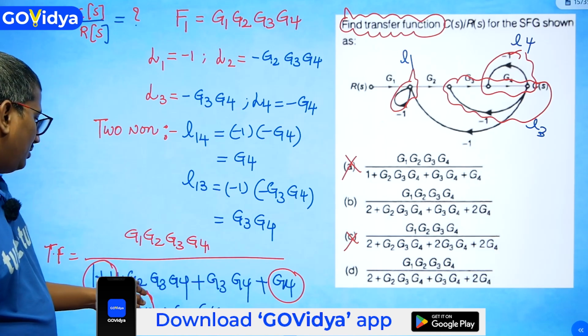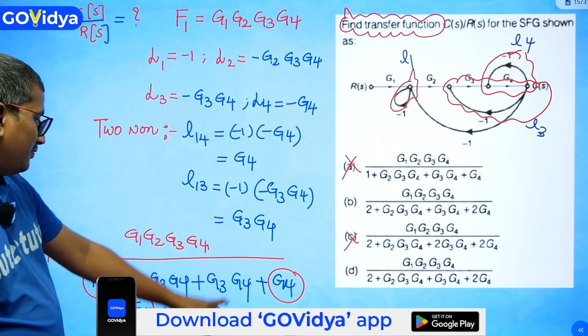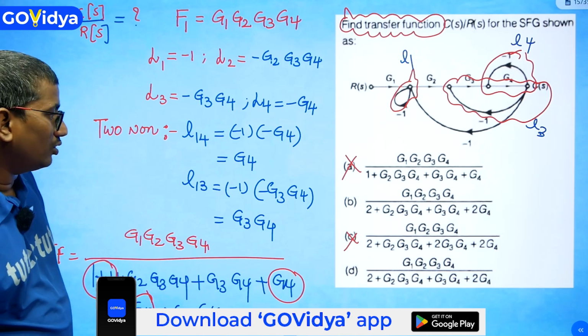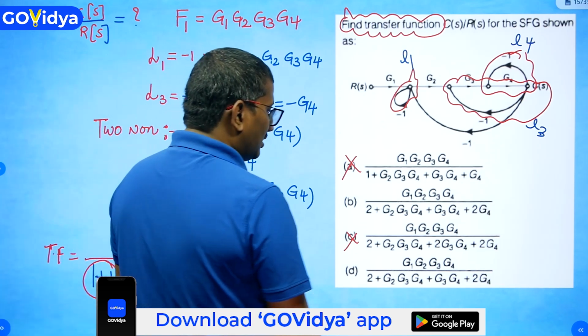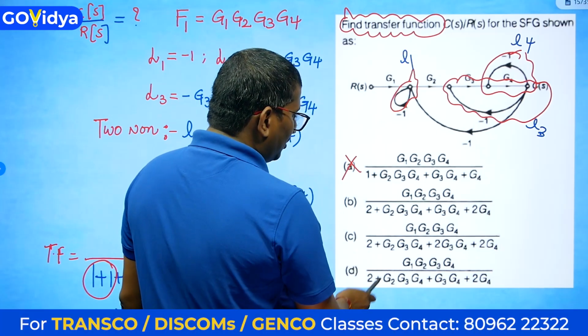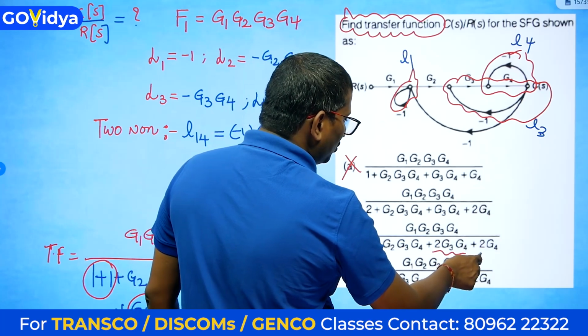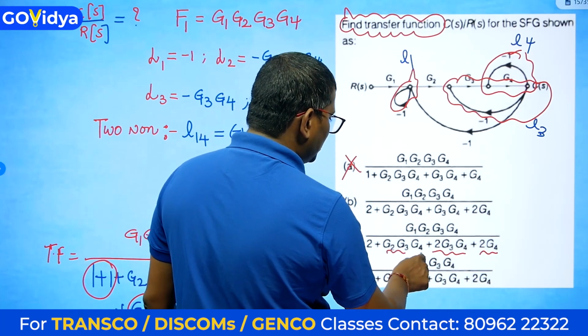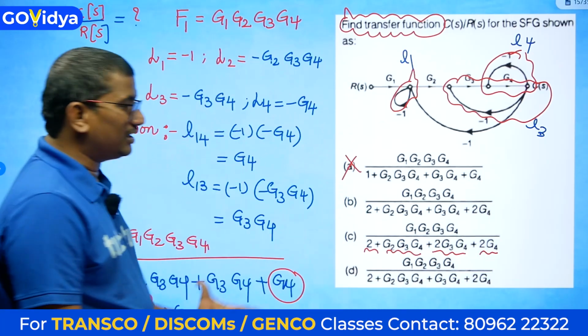So how many are there? 2 G3, G4 is there. 2 G3, G4 is there. Okay, na? If you observe carefully, 2 G3, G4, 2 G4, G2, G3, G4 and 2. I hope it is matched.